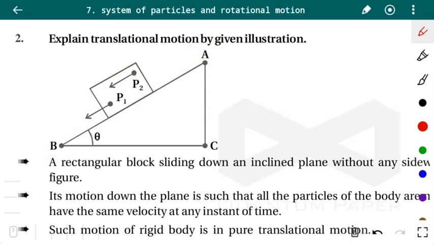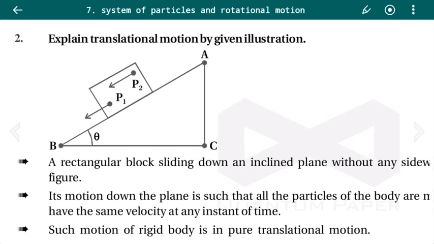Such motion is called translational motion because over here all the particles of this block will have the same velocity at any instant of time. So in short we can say the motion of a body in which every particle of the body has the same velocity at any instant of time is called translational motion.